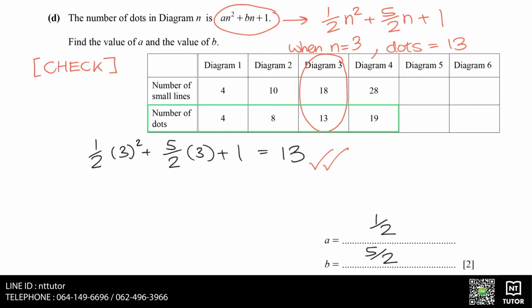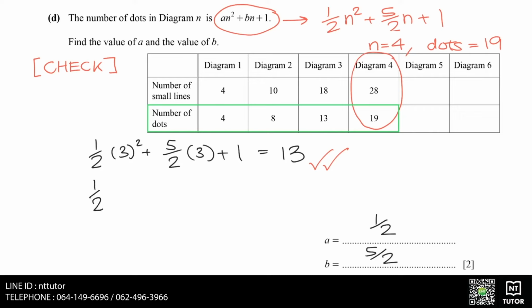And if you want to double check it again, you can also check it for the next diagram, which is diagram 4. This means that when n equals 4, the number of dots should equal 19. So if we substitute n equals 4 into the expression, we do get 19. Therefore, you can be very confident that your answers for a and b must be correct.